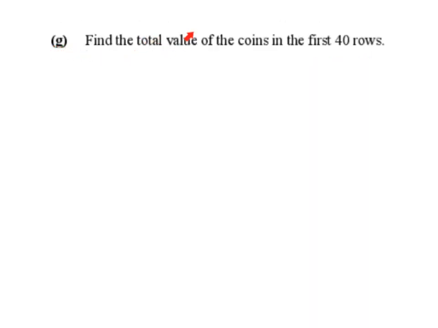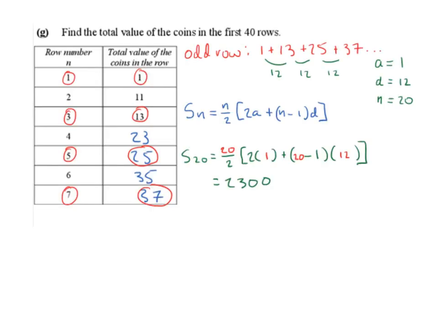Part G. Find the total value of the coins in the first 40 rows. So if we took all the coins in the first 40 rows and added them together, what would we come up with? So we want the total value of the coins in the first 40 rows.